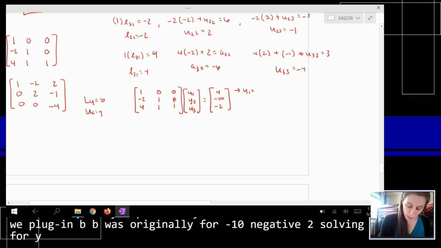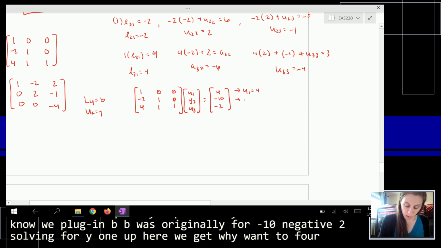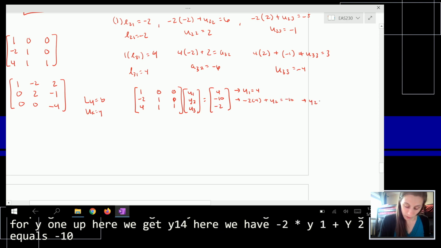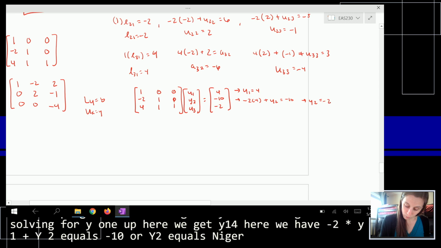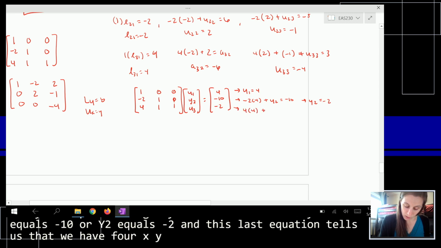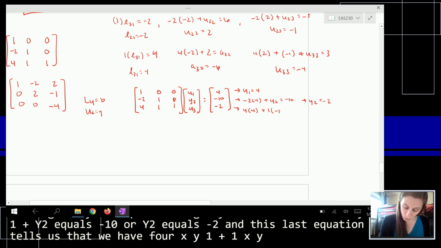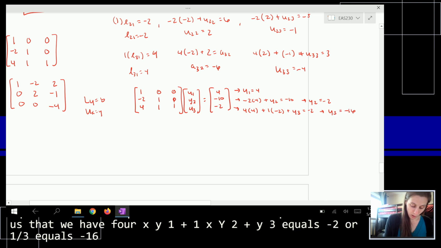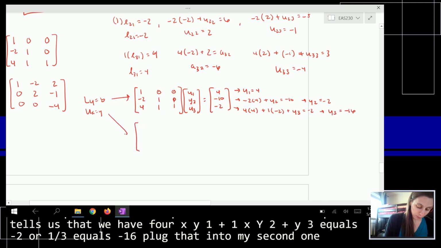Solving for y1, up here we get y1 of 4. Here we have -2 times y1 plus y2 equals -10, or y2 equals -2. And this last equation tells us that we have 4 times y1 plus 1 times y2 plus y3 equals -2, or y3 equals -16. Plug that into my second one.